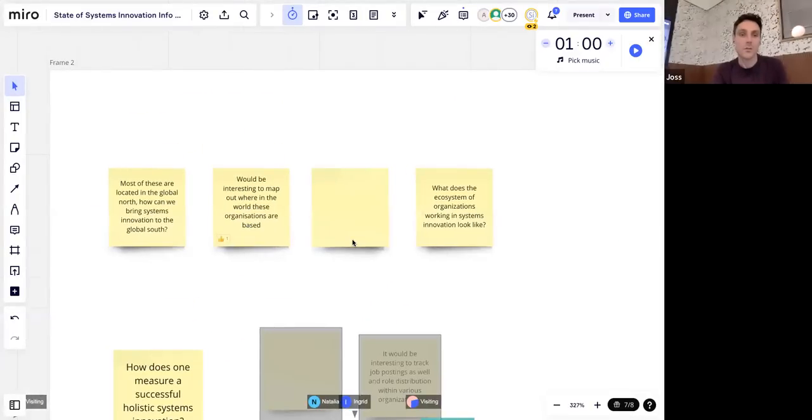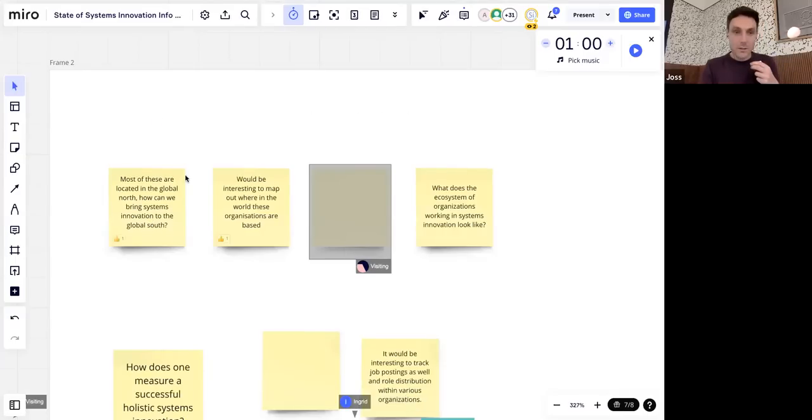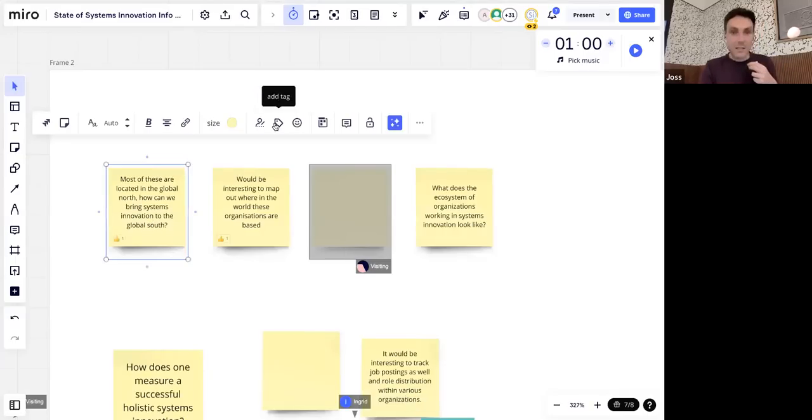So most of these are located in the global north. How can we bring systems innovation into the global south? Good one. Who is this? Would you like to add on that at all? We'll be looking at the map now in a minute.